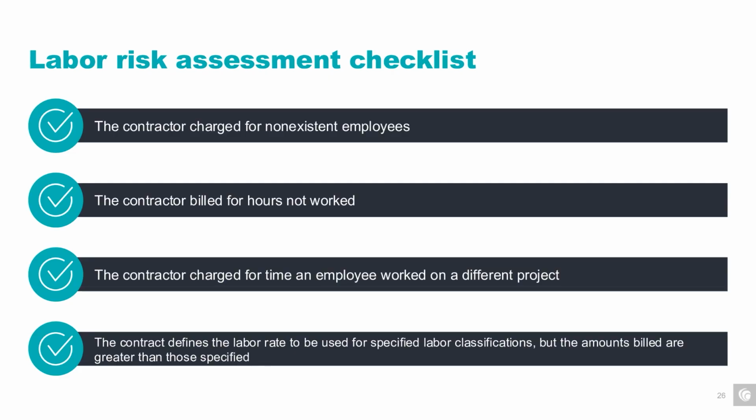Contractors may also bill labor at rates higher than agreed upon rates. For example, we've seen a contractor incorrectly charge a laborer at the foreman's rate or an estimator at the superintendent's rate.